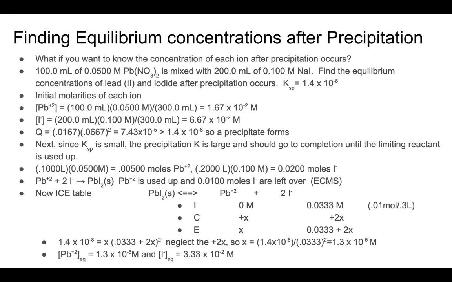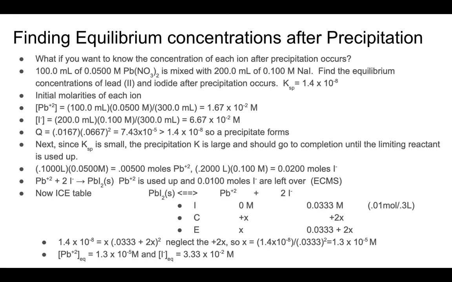So molarity is not enough. We're going to need moles. We're going to take 0.1 liters times 0.05 molar for the lead ion, find out we have 0.00500 moles of lead plus 2. We're going to take the 0.2 liters times the 0.1 molar for the iodide, find out we have 0.02 moles of I minus.